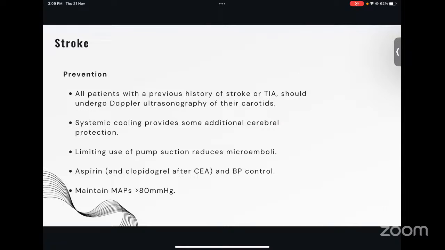Try to maintain mean arterial pressure at 80 mmHg in a patient at risk for ischemic stroke, and do selective cannulation site selection, which can be guided by intraoperative ultrasound of the ascending aorta. Meticulous removal of debris from the operative field.